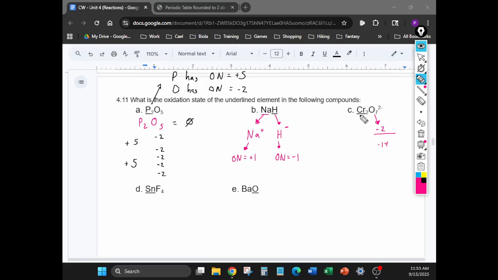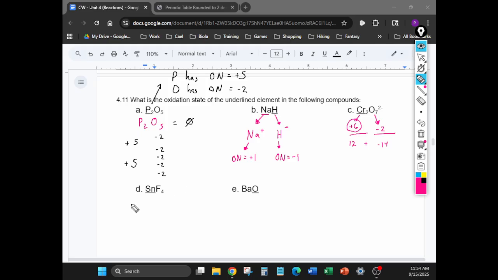Now, if we take a look at Cr, there are 2 Crs. So we need to figure out what the Crs have to be in order to add up to -2. It needs to be 6 each because we need them to add up to 12. 12 plus -14 will be -2, and so each of them has to be +6. So chromium has to have an oxidation number of +6. So far, so good? Yeah.